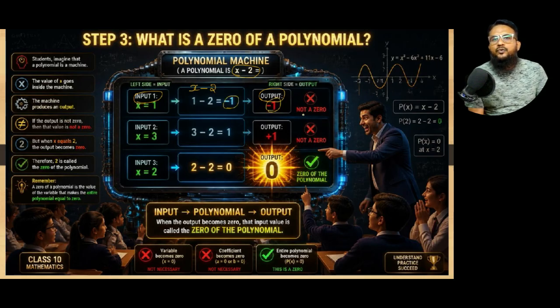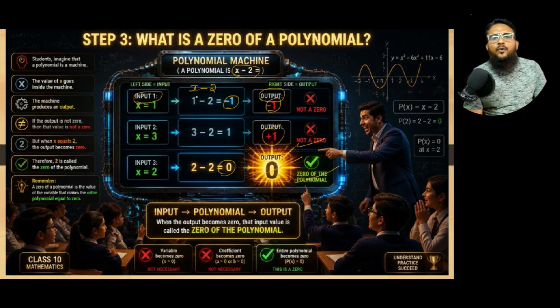Is it a 0? No, not a 0. Then if I put x value 3, x minus 2 equals 1. What is the output? Plus 1. Is it a 0? Not a 0. Then what if I put the value of x as 2, then 2 minus 2 is 0. Now the output is 0. This is called the zero of the polynomial.